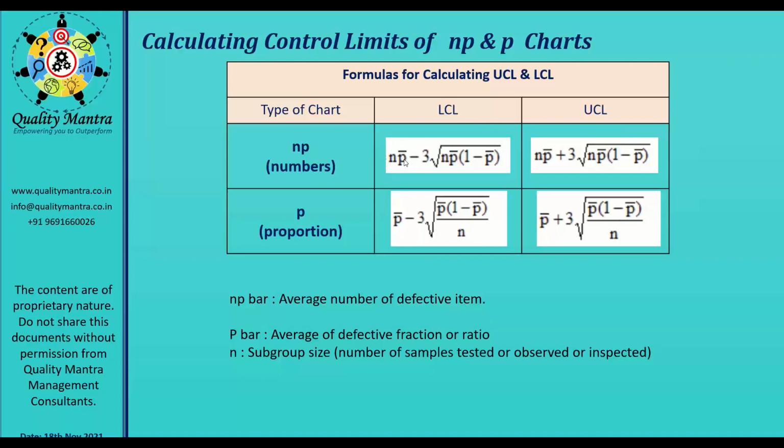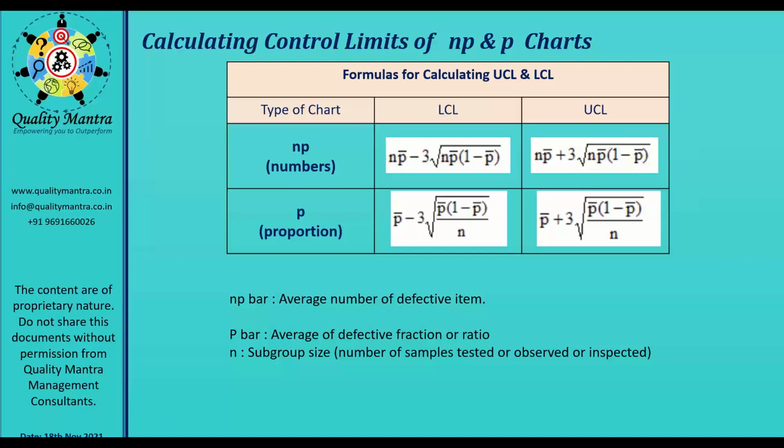Here NP bar, again NP means number of non-conforming. So NP bar is the average of the non-conforming or defective items. So you have to find out what is the average number of defectives you got. And then there is P bar. P bar is the average of defective fraction or ratio. What is the average of the fraction? So if you have 300 samples total and defects are for example 30, so the proportion will be 0.1. When we go to the Excel sheet, you will understand it in a better way.